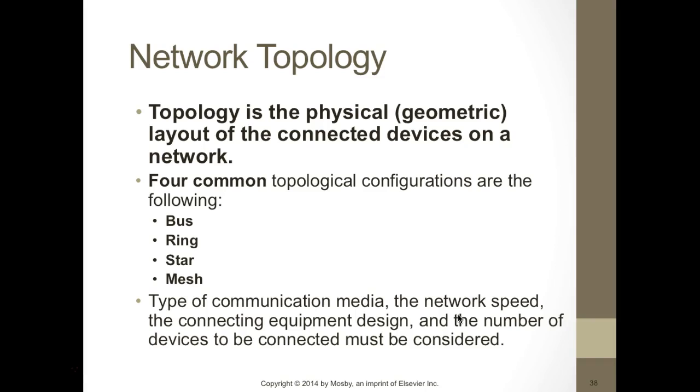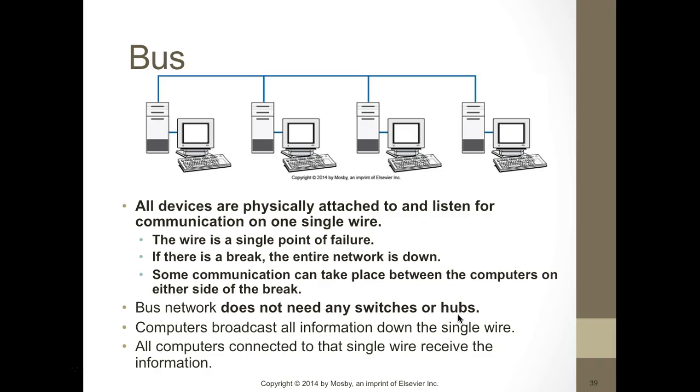Network topology. So topology is the physical geometric layout of the connected devices on a network. So there are 4 common configurations. There's the bus, the ring, the star, and the mesh. So for the bus, all devices are physically attached to and listen for communication on one single wire. This wire is a single point of failure. If there is a break, the entire network goes down.